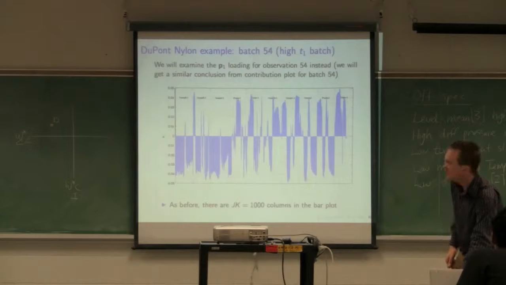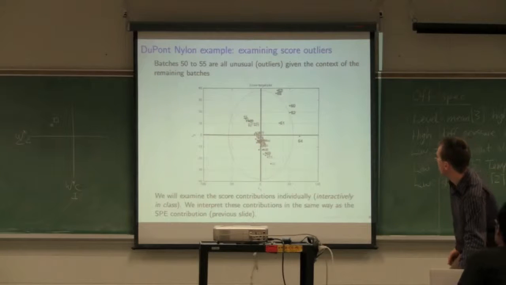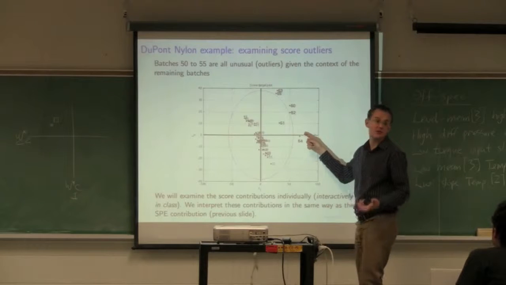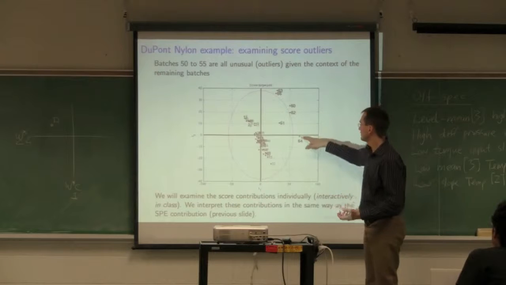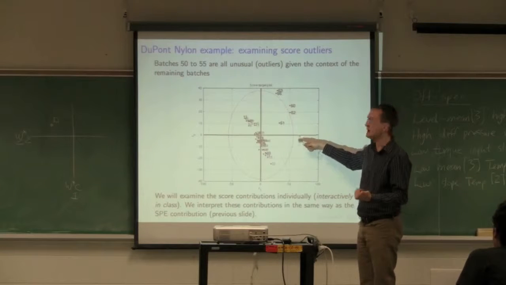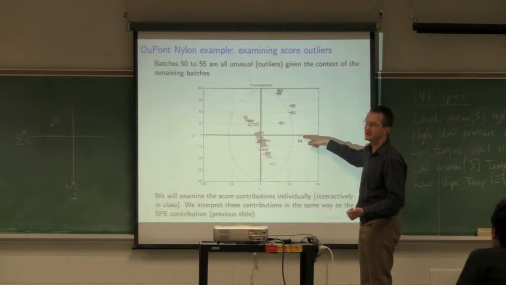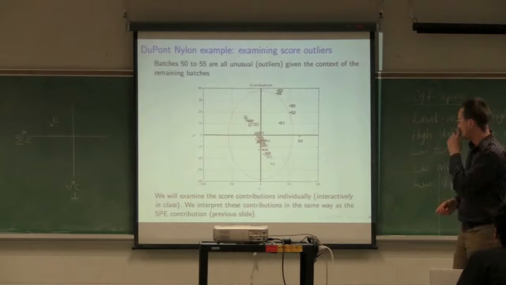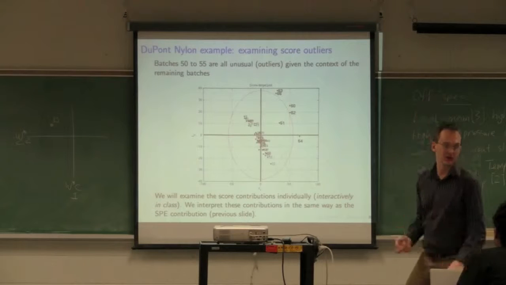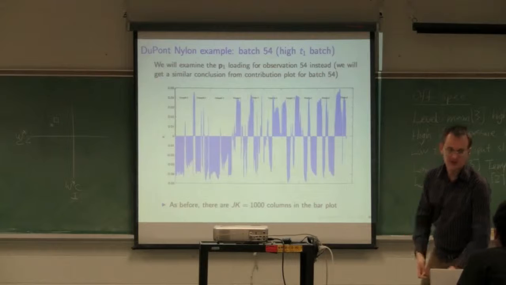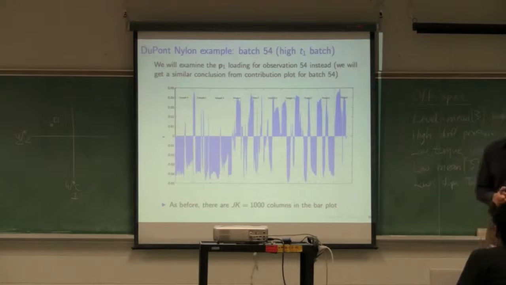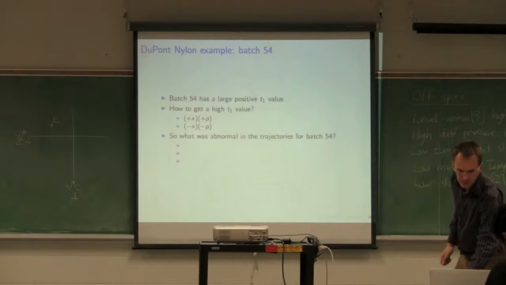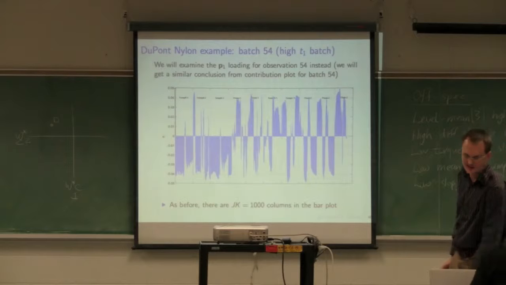Okay, so let's take a look at batch 54. Normally I would look at batch 54 from the perspective of its contributions. But because batch 54 is, firstly, on the model plane, and secondly, almost exclusively in the direction of T1, I'm going to identify the cause of the problem in batch 54 by looking at the loadings P1. The reason I want to do that is also to show you how to interpret the loadings plot for P1. Now, you're in fact going to do it, not me.